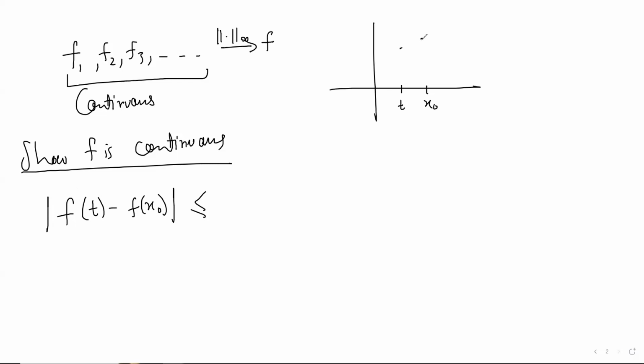I mean, this is f of x naught, and f of t. And you want to show that this distance, the vertical distance, becomes small, right? You want to show that this distance becomes small. I mean, it's better to do this in metric spaces actually, as you don't have to think about so many unimportant things like vertical and so on. But anyways, in this case, vertical and so on is not important. But anyways, this is fine.